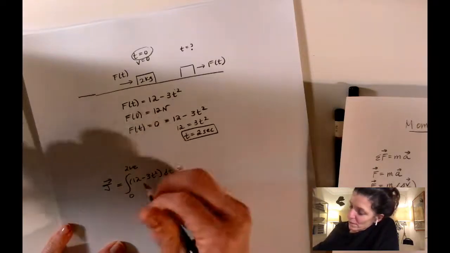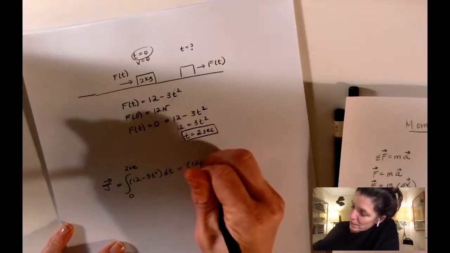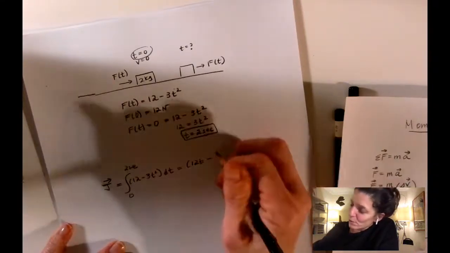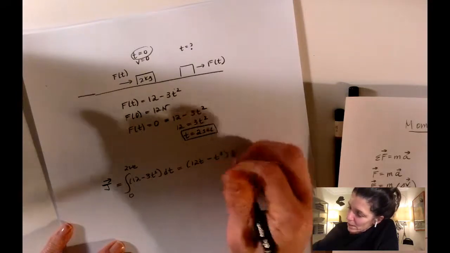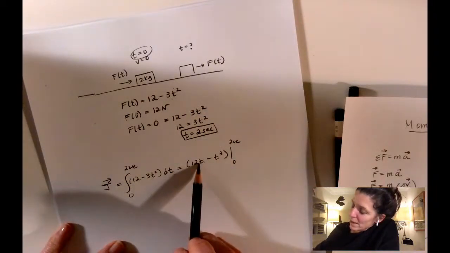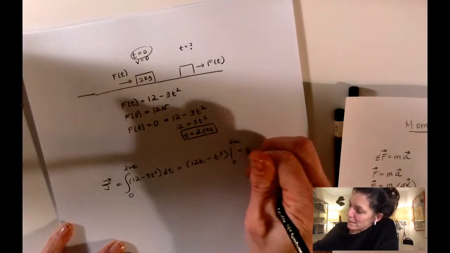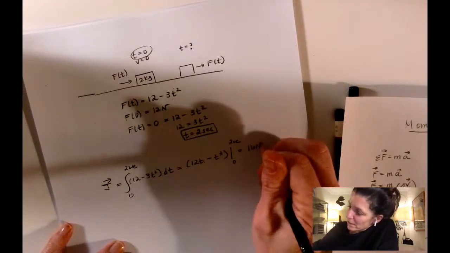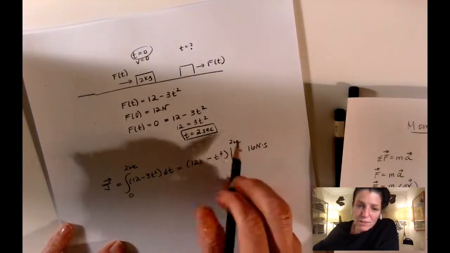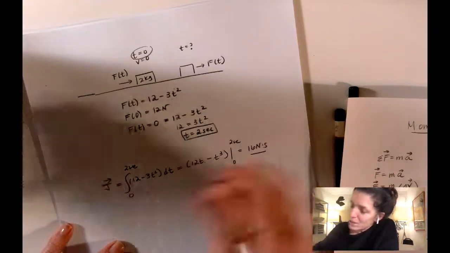And that's just going to be the integral of 12 dt minus the integral of 3t squared dt. Let's evaluate that integral. So it's going to be 12t minus the integral of 3t squared dt. Well, 3t squared is 3t cubed over 3, so that's going to become t cubed. And that's evaluated from 0 to 2 seconds. When I plug in 2 seconds, I get 12 times 2 is 24 minus 2 cubed, which is 8. 24 minus 8 is 16 Newton seconds. And then I would minus the same function evaluated at 0. So the function evaluated at 2 minus the whole function evaluated at 0. Well, it's just 0, so my answer is just 16 Newton seconds.